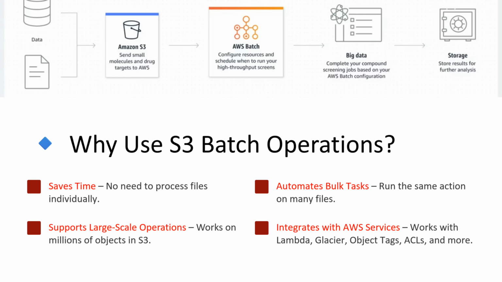Why do we have to use S3 Batch Operations? First point is saves time. No need to process files individually. Next point is automates bulk tasks. Run the same action on many files. Next point is supports large-scale operations. Works on millions of objects in S3. Next point is integrates with AWS services. Works with Lambda, Glacier, object tags, ACLs and more.